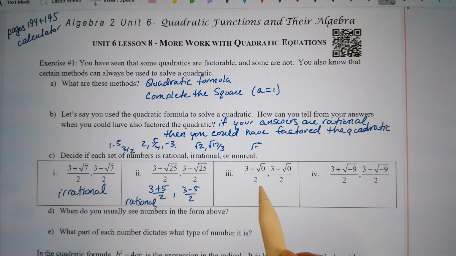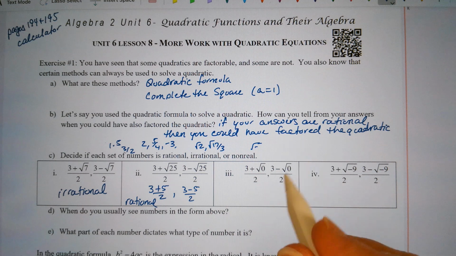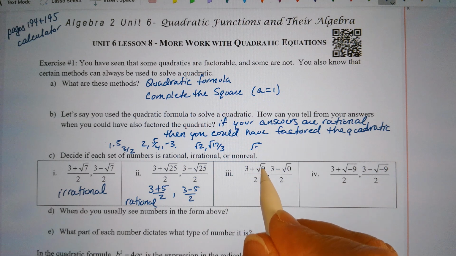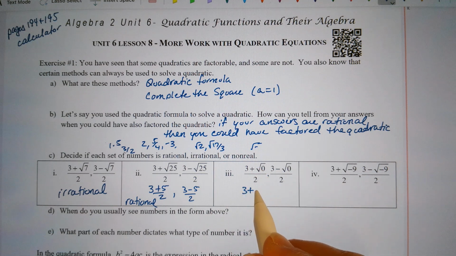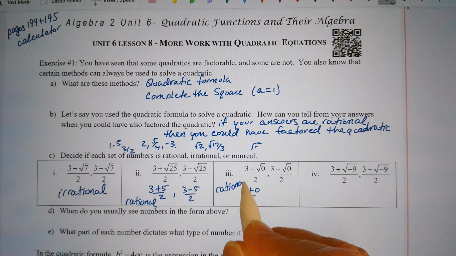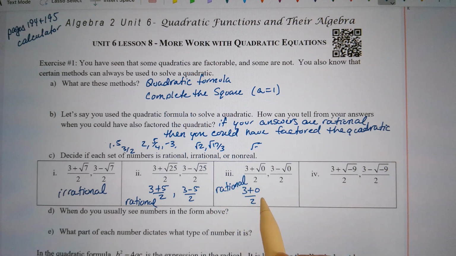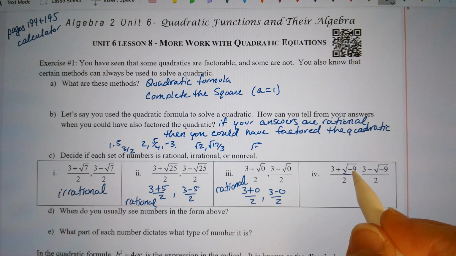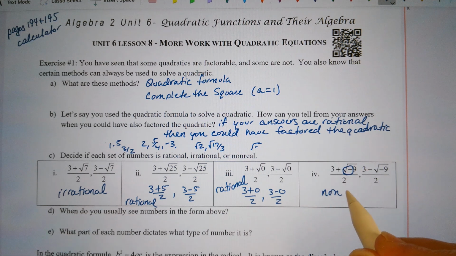Three plus the square root of 0, all divided by 2, 3 minus, yes, because the square root of 0 is 0. So this is rational. Three plus or minus the square root of -9. The square root of -9, because it's negative, is non-real.